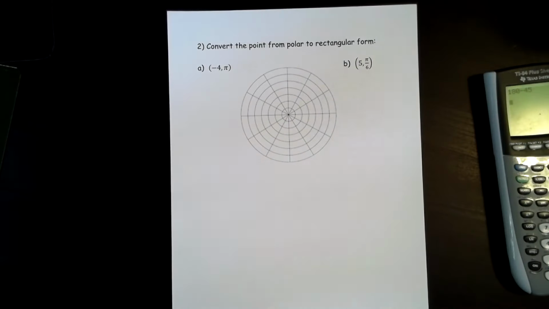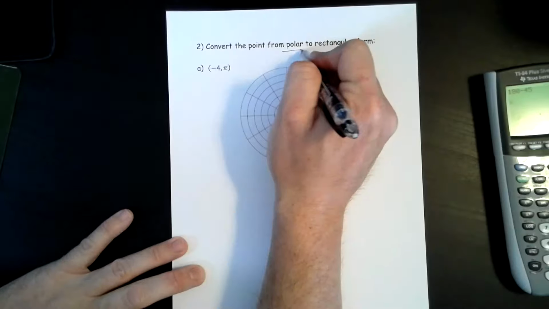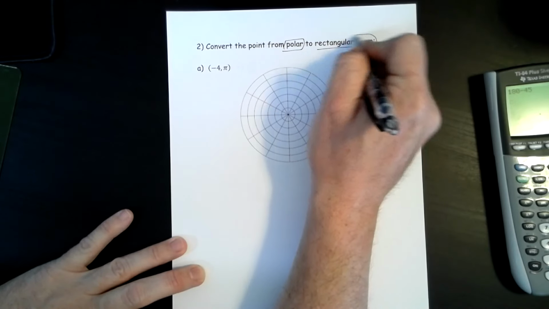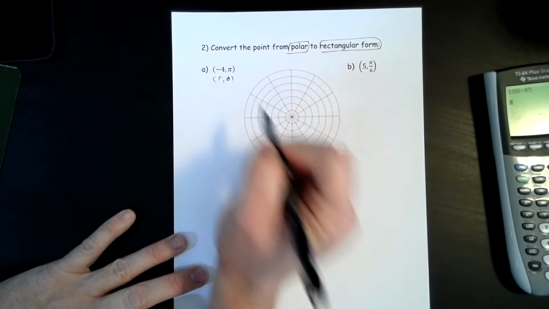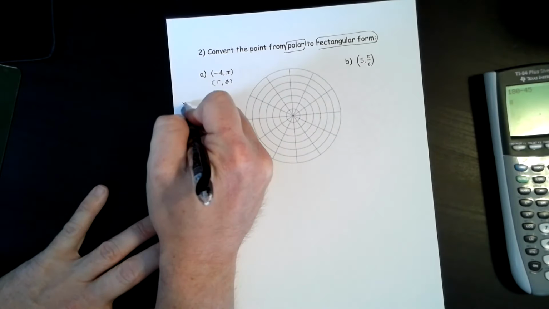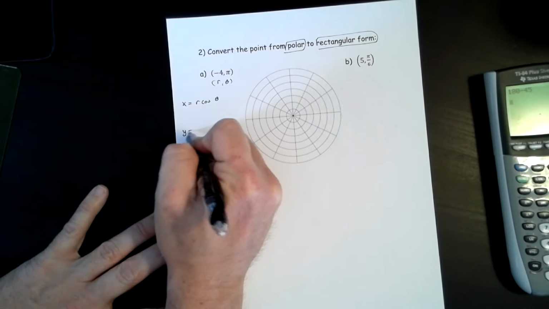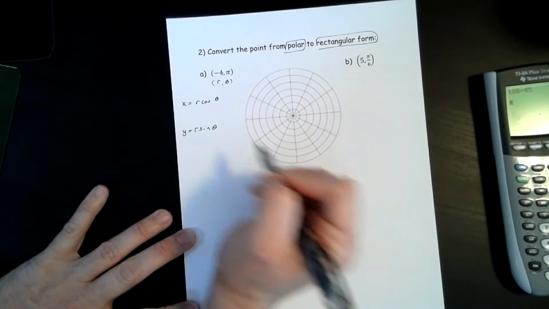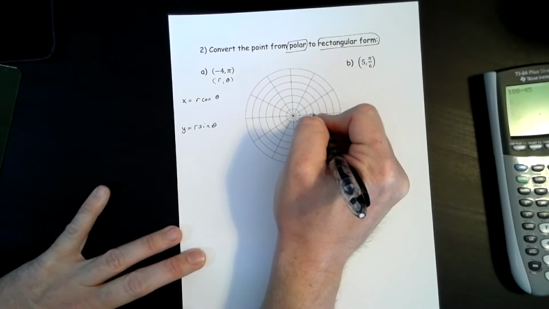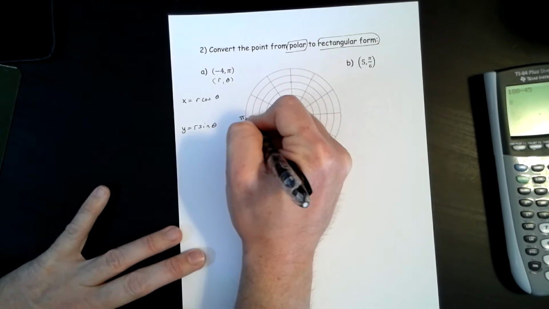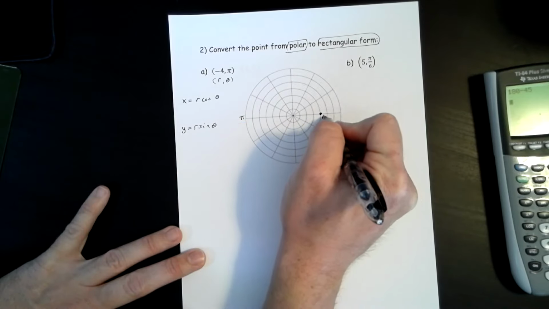Now, on the next page, we're going to convert the point from polar to rectangular. So we're going to start with polar, and we're going to go to rectangular. So this is r and theta. So what do we got? Well, x is r cosine theta, and y is r sine theta. So let's just start real quick. The point (-4, pi): the direction of pi would take me here. We're going to go backwards 4, 1, 2, 3, 4. This is actually point A.